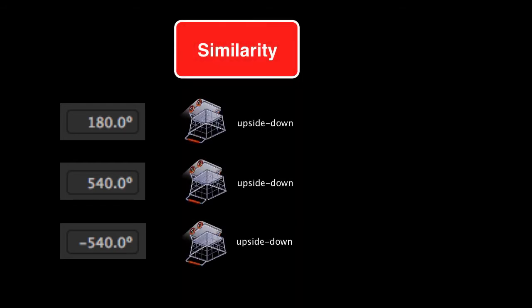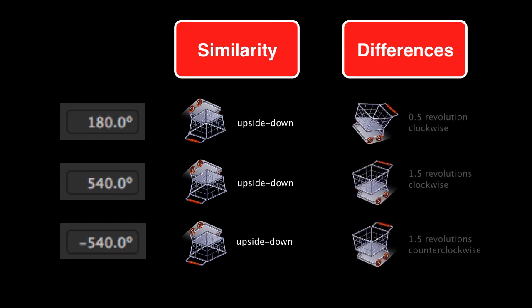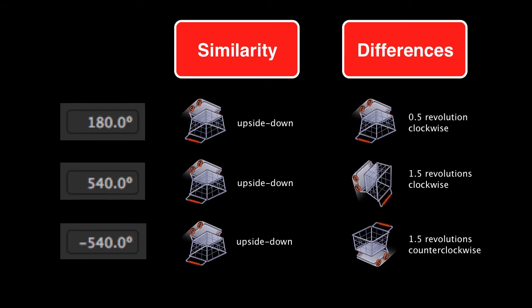What they have in common is the final position of the shopping cart. But they differ in two major ways. The number of revolutions completed before landing in the final position, and that's designated by the value of the measurement. The second way is the direction of the movement, which is designated by the negative or positive sign in front of the value.